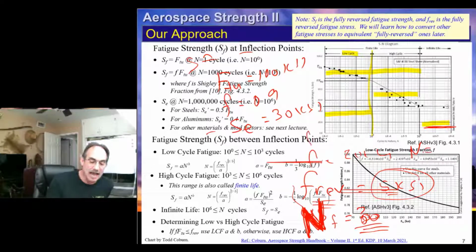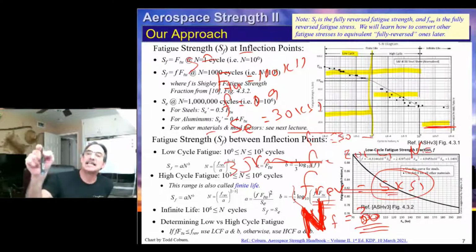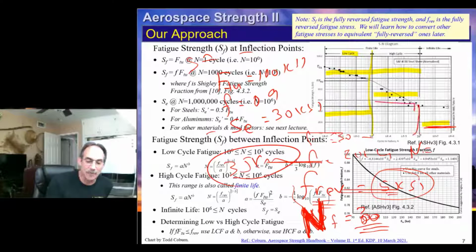Still infinite. What if we have 30 KSI fully reversed stress? Still infinite. What if we have 35 KSI fully reversed stress? Is that high cycle or low cycle fatigue? It's high cycle fatigue. We read the curve, bang. What if we have 50 KSI? Is that high or low cycle?